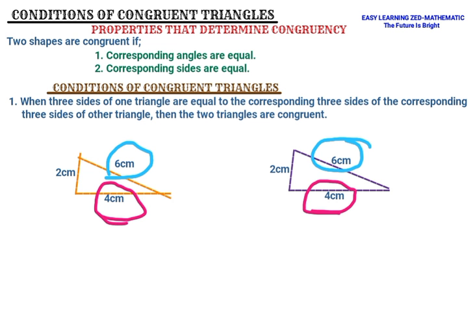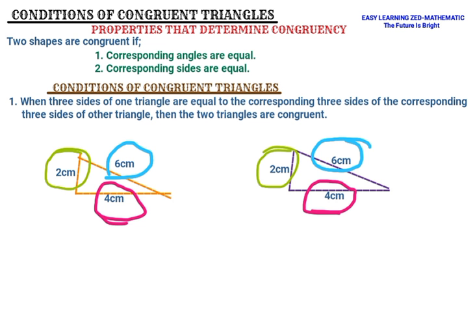Now before I go any further, you may see that the sides I've circled in blue are 6 centimeters both, meaning these sides are equal. Coming down to the one I've circled in pink, you see that it's 4 centimeters in both. That means these sides are also equal. Then we have 2 centimeters and 2 centimeters, so these sides are also equal. Therefore, you can say these two triangles are congruent.